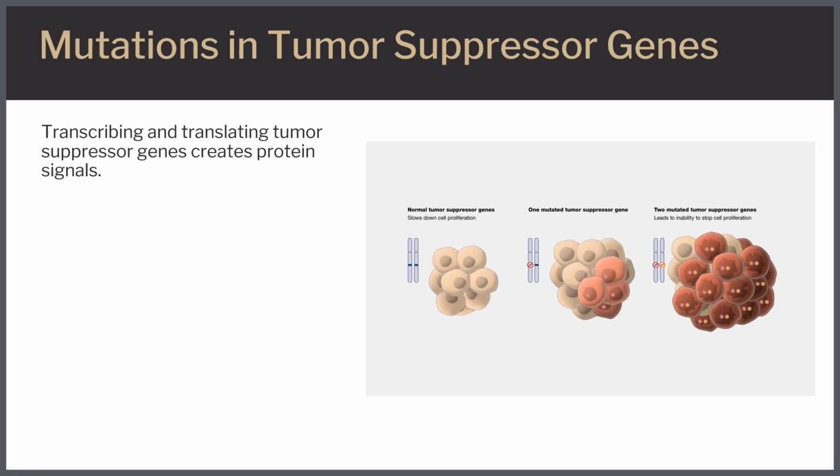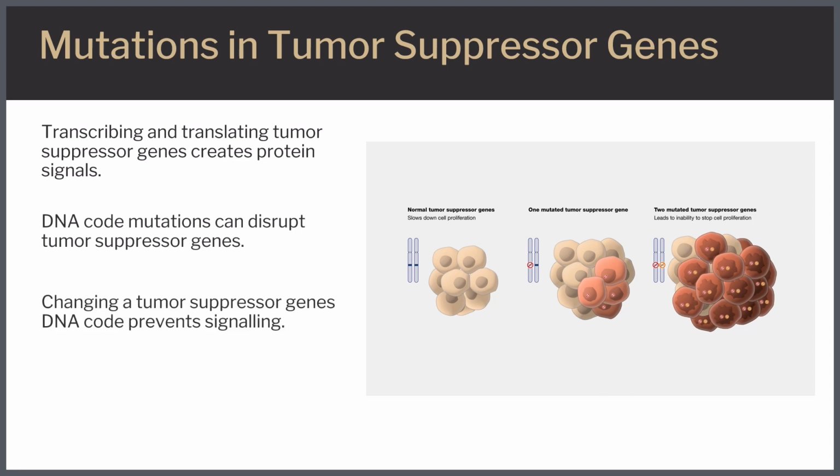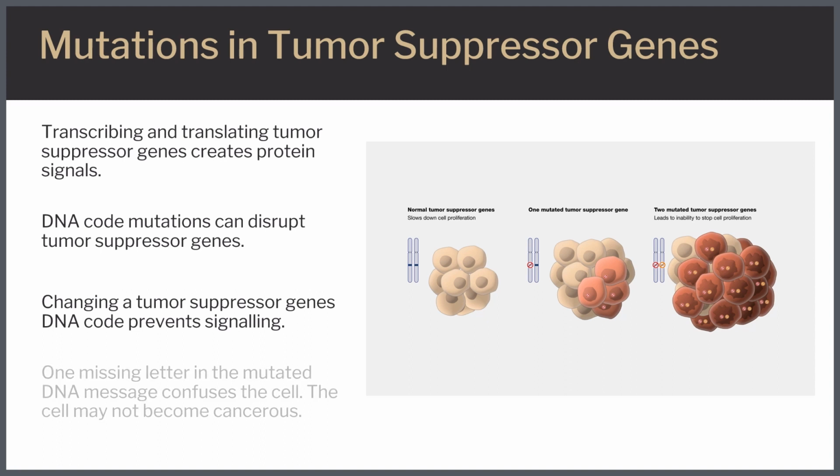Transcribing and translating tumor suppressor genes creates protein signals. DNA code mutations can disrupt tumor suppressor genes. Changing a tumor suppressor gene's DNA code prevents signaling. One missing letter in the mutated DNA message confuses the cell. The cell may not become cancerous.